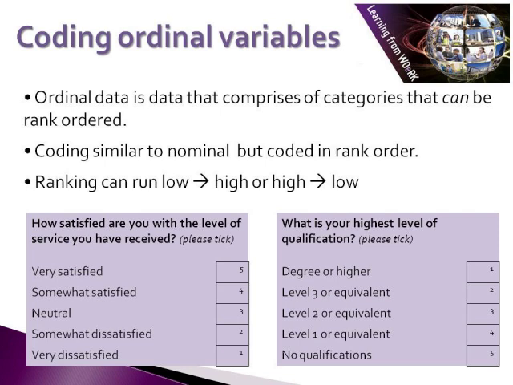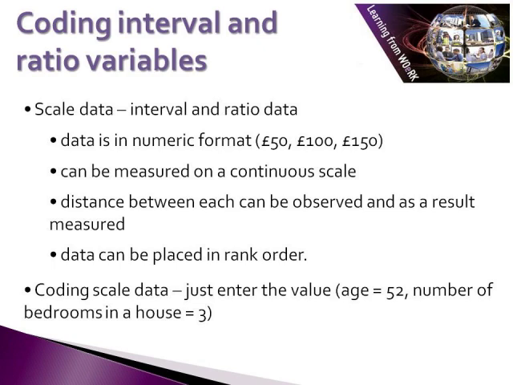What does this mean? Well, it means that some statistical judgments and some limited maths can be performed. Coding is very similar to nominal variables, but coding follows the rank order, so from very satisfied to very dissatisfied, following the order of 1 through to 5. This ranking can run from low to high or from high to low. It depends on what is most appropriate. Ordinal data can be ranked.